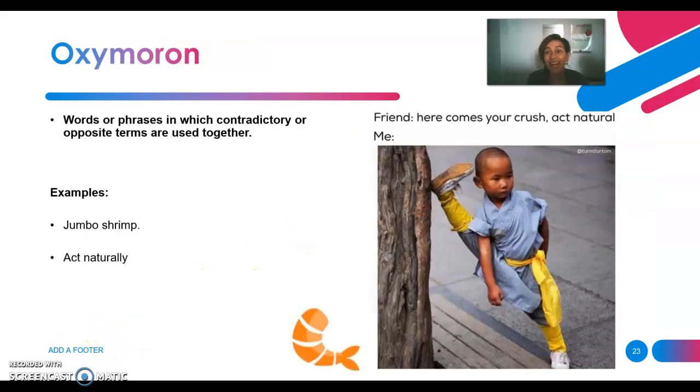All right, awesome. I like this one. I find it pretty funny, because through literature you can also be humoristic. So an oxymoron. These are words or phrases in which contradictory or opposite terms are used together. Here I have this picture, a meme. It says, your friend tells you, here comes your crush. Act natural. And then look what he's doing. Does not look so natural at all, right? So it's very contradictory. The other example is a jumbo trim. A trim can only be so big. It cannot really be jumbo.